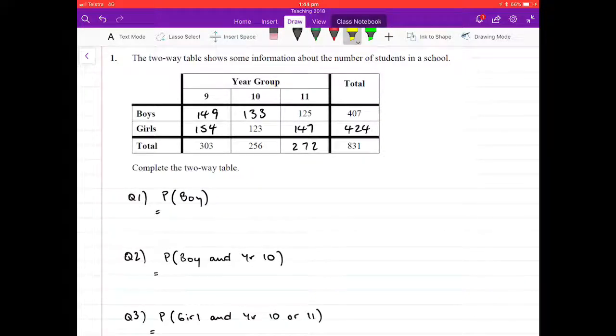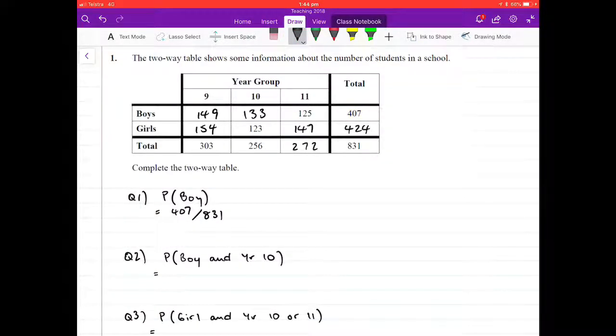First one just looks at probability of selecting a boy. Okay, now there's only one set of data mentioned there. Okay, so to calculate this one where we want the probability if we select a boy at random, we look across and we see how many boys there are, okay, which is 407 out of a total of 831 students. Okay, so that's that one there.